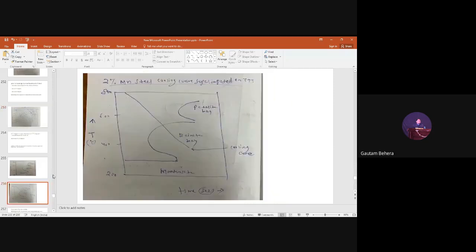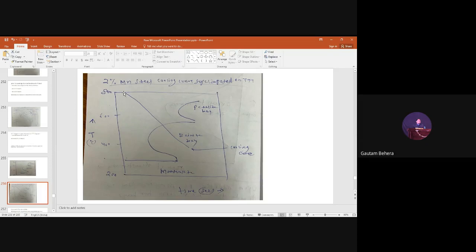Either you can do continuous cooling to get bainite, or you can do isothermal cooling to get bainite, right? This is the final image. It is written over here: 2% manganese steel cooling curve superimposed on TTT diagram. So you can see the TTT diagram has divided into two curves, the upper C curve and the below C curve. Upper C curve is for pearlitic bay. Bottom C curve is for bainitic bay.